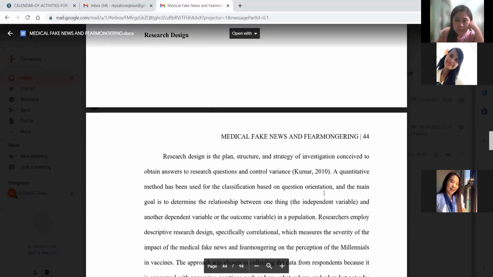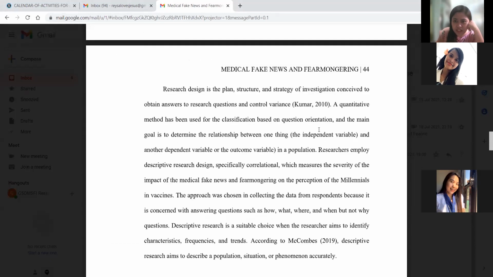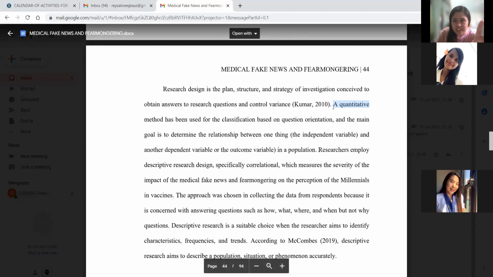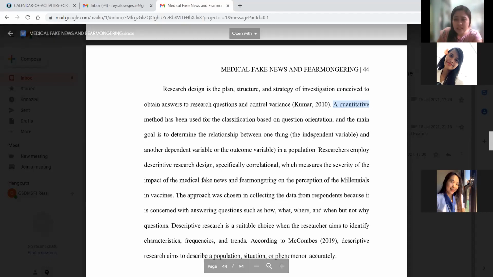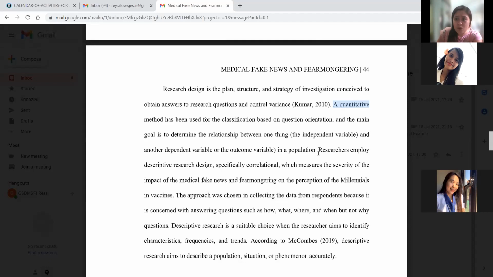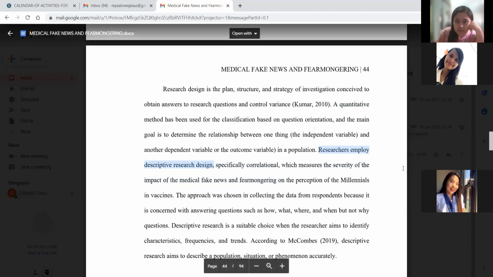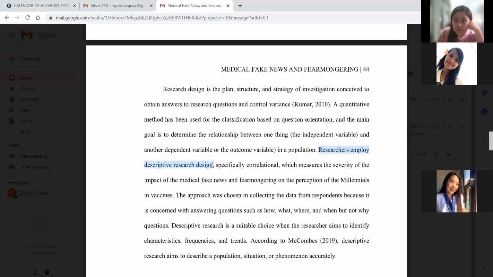So sige butang nila diri, actually they define first what research design is, and then unsa ilahang research design daw, quantitative. So this one uses quantitative method. Pero take note, hindi pa tayo nag-e-end dyan. Isusulat kasi ninyo na quantitative yung study ninyo or qualitative, and you have to define what quantitative or qualitative research is. But after that, you have to identify the specific design. Quantitative no, pero may mga specific design pa kasi under quantitative. So if you read their research design further, you can see there their specific design. Researchers employ descriptive research design, specifically correlational.